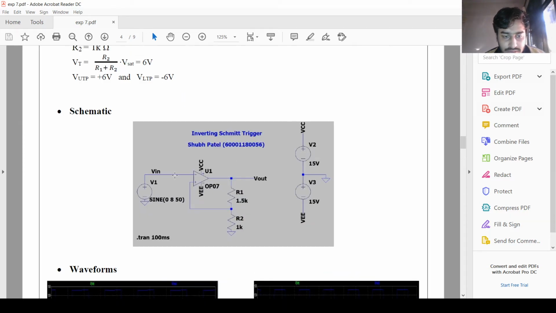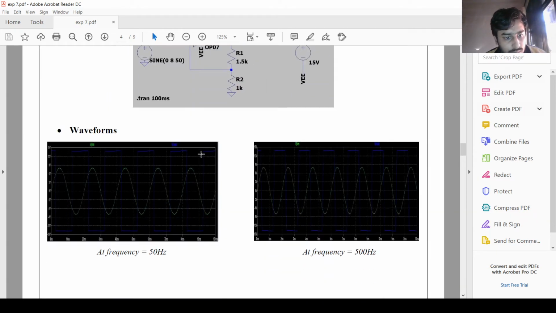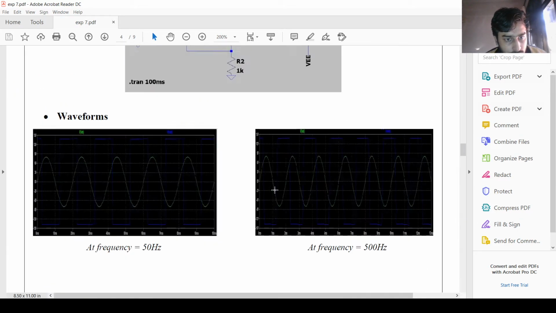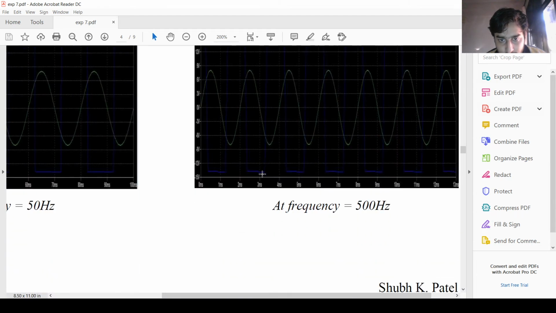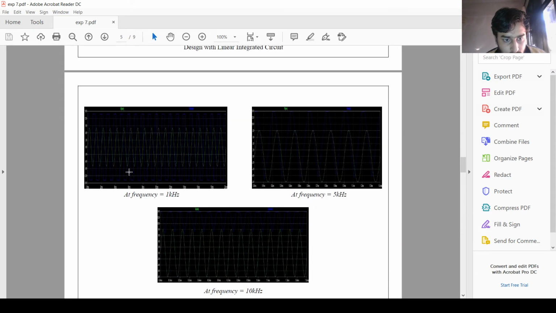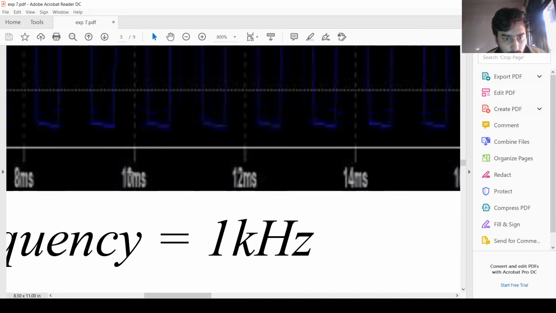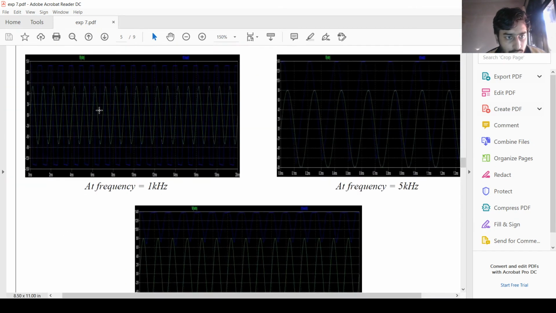So this is the schematic. This is the waveform for 50 Hertz. This is the waveform for 500 Hertz. This is for 1 kilohertz. And this is for 5 kilohertz.